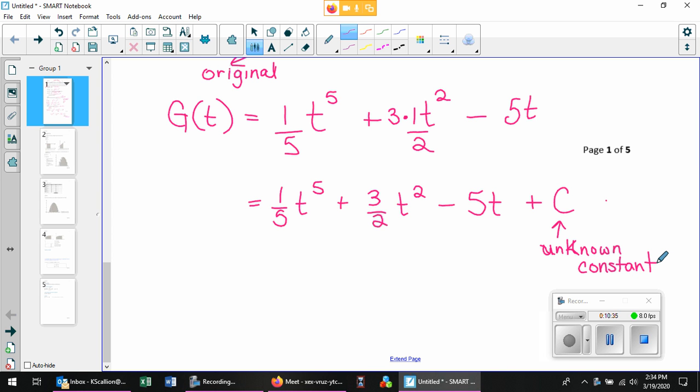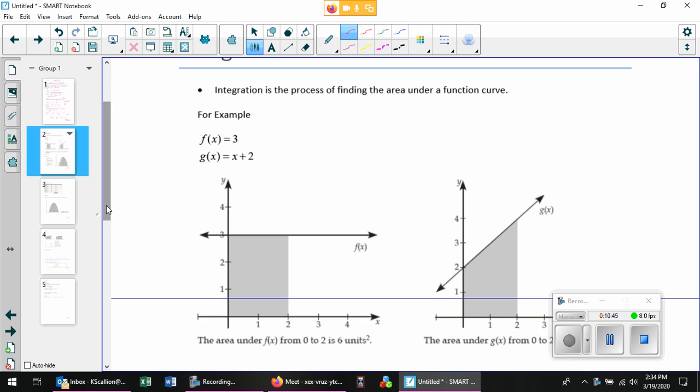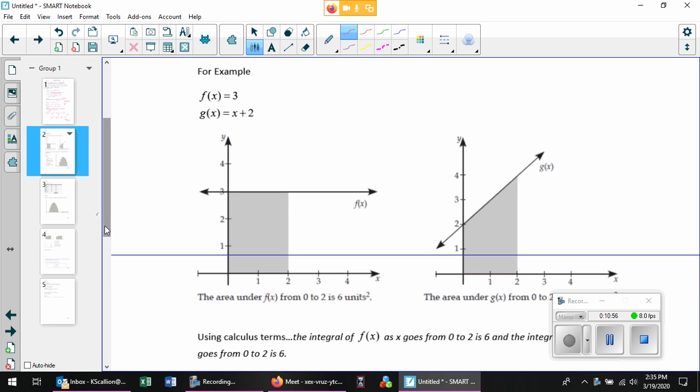That all makes sense? It's a little bit confusing because you got to think backwards, you can think forwards for a long time. Okay, so here's some great pictures. Integration. Integration is the process of finding the area under a function curve. Now, it's super simple when it is a nice horizontal line.